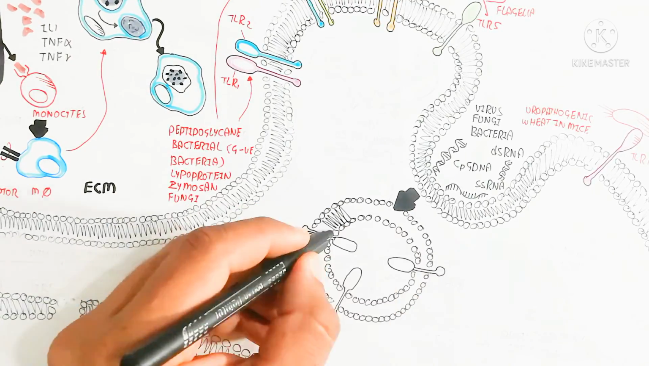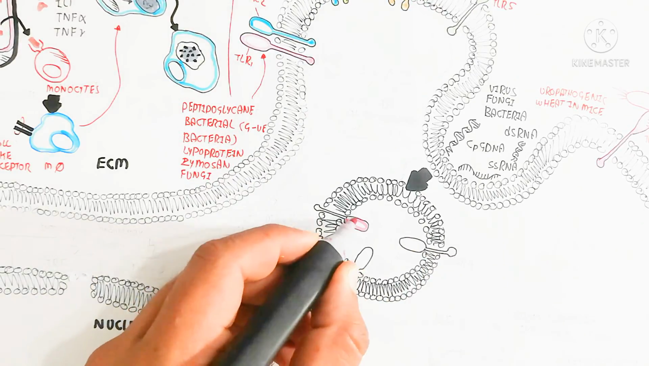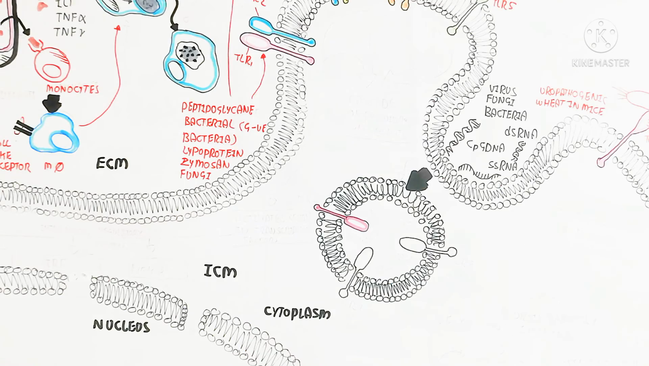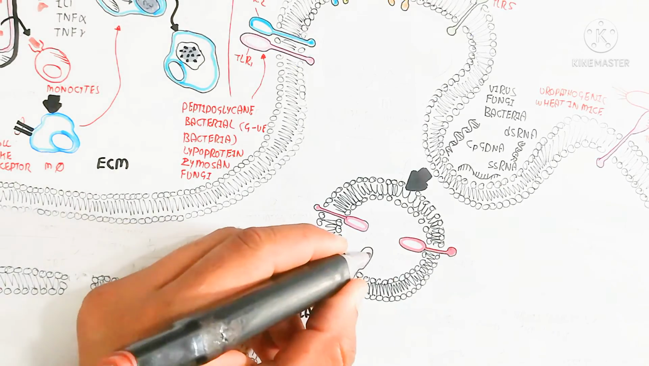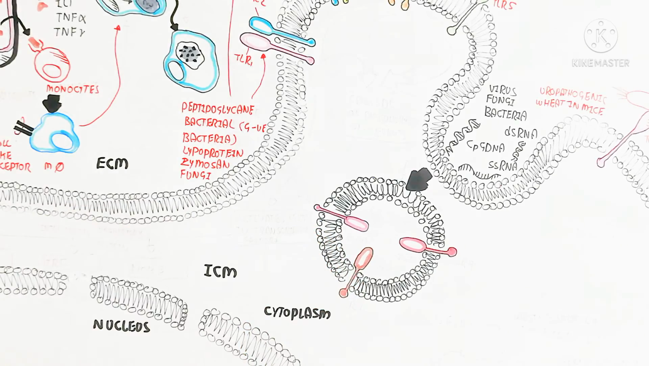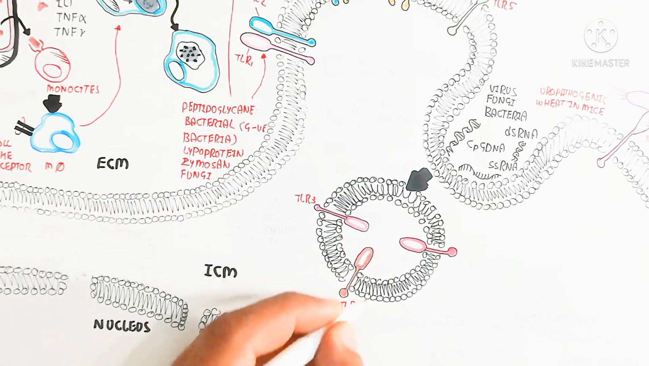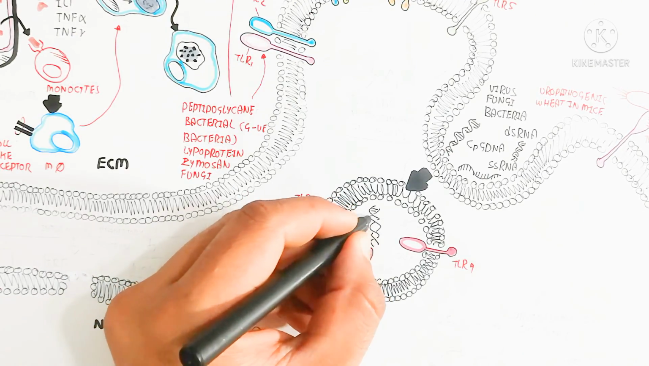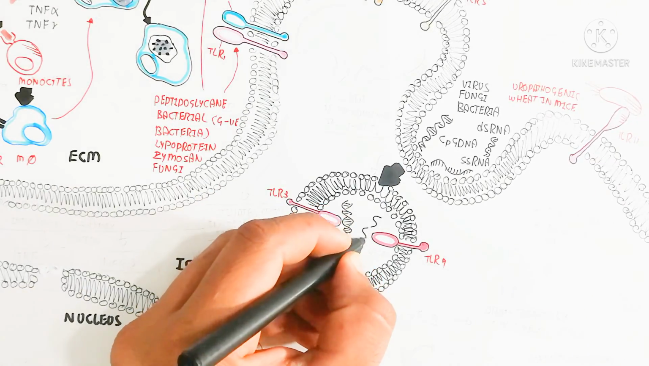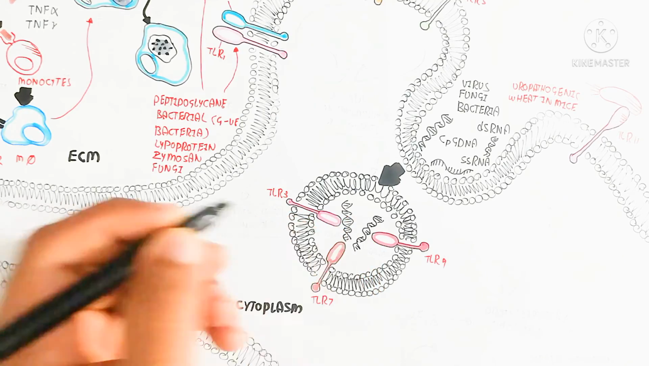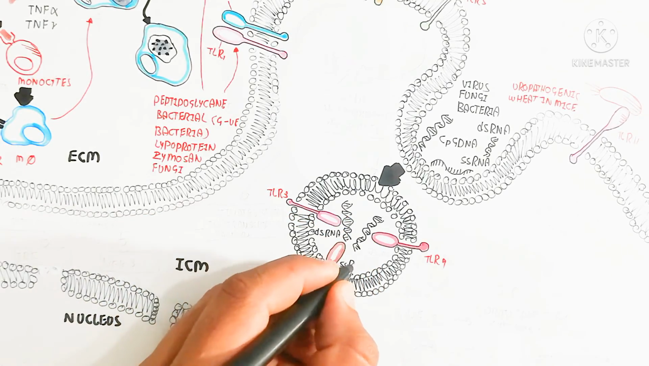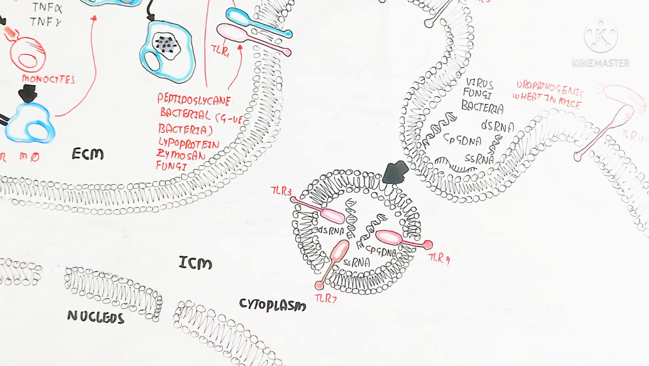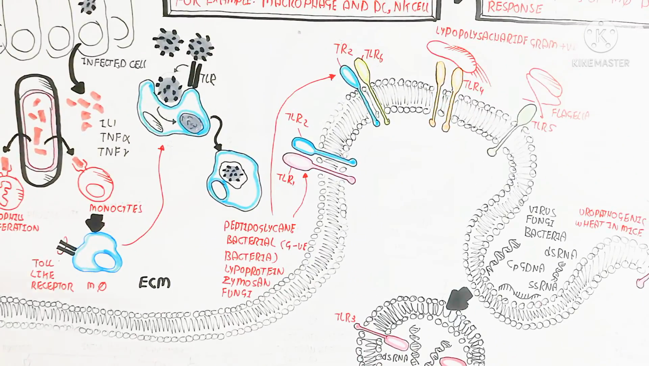After the endocytosis of this virus, on the inner side toll-like receptor 3, toll-like receptor 7 and toll-like receptor 9 will work. For example, toll-like receptor 3 will detect double-stranded RNA, and toll-like receptor 9 and toll-like receptor 7 will detect CpG DNA and single-stranded RNA respectively.